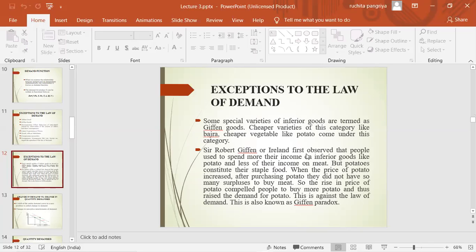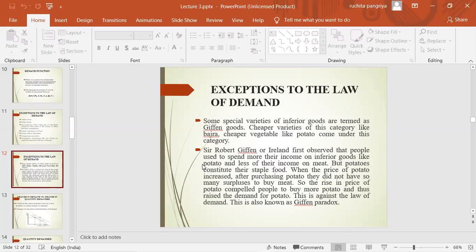So these are the economists who initially observed that people used to spend more of their income on inferior goods like potatoes and less of their income on meat. If they are consuming two things like potatoes and meat, potato is their staple food. Staple food means they consume it more, it satisfies their hunger, and meat is just for some taste. So what will happen when the potatoes price will increase? They will have less money to buy the meat.